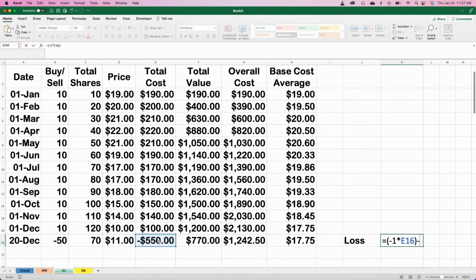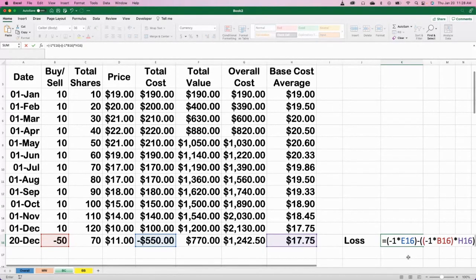Now we need to, of course, subtract from it, and we'll do our double brackets. So once again, in this case here, we're looking at a -1 times, and this is the number that we sold. So in this case here, times -50, that's going to make it 50. So that's going to give us that times, we also have to put in our base cost average. So we'll bring that in like that. Make sure all of our brackets are closed.